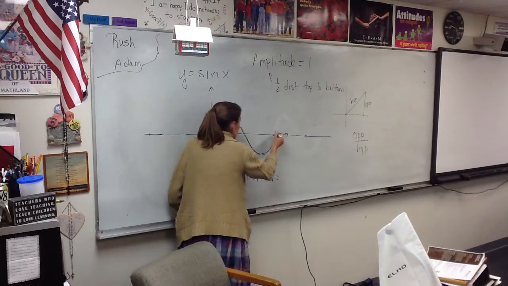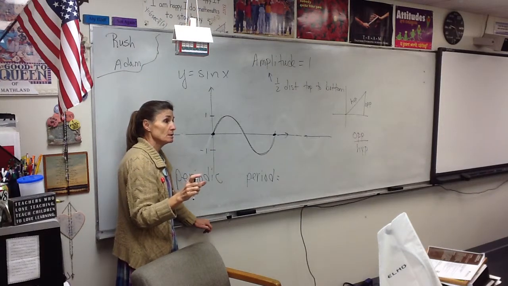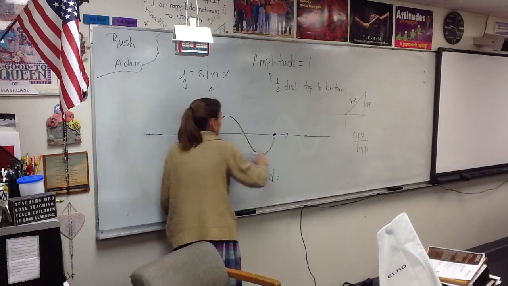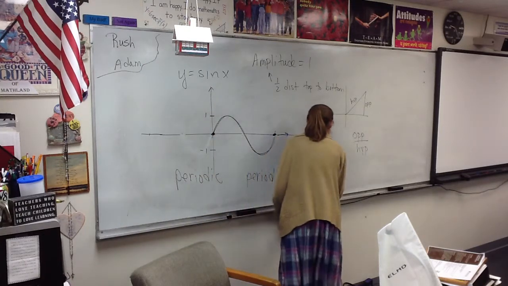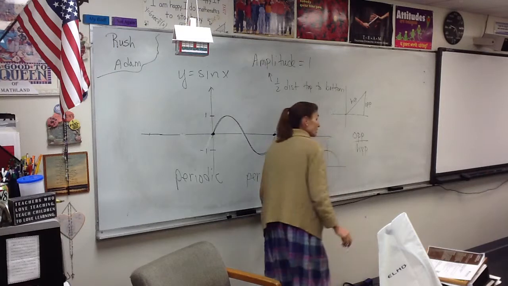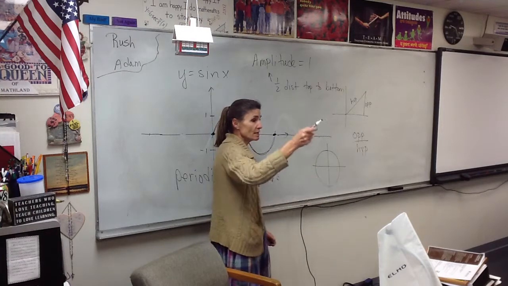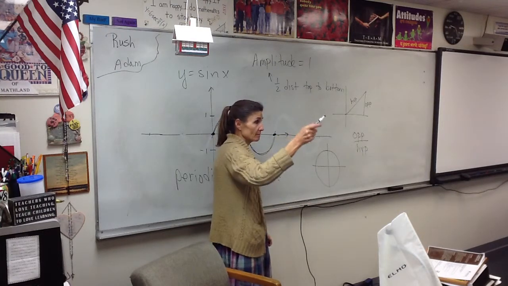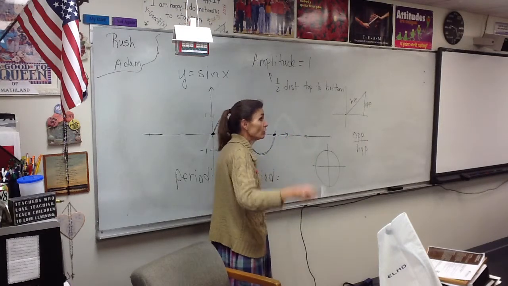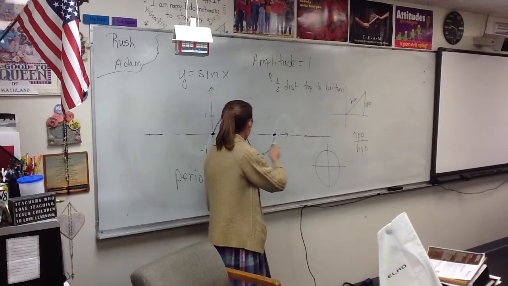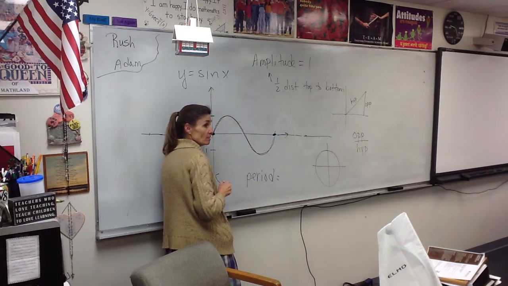This distance is 1 period. Remember, a period is the repeating chunk, and for a sine curve, that's 1 hill and 1 valley. Now I want you to think about, we've already talked about it many times even today, every time you go around the circle, you just start over again, don't you? So what is this period, do you think? How far is it from here to here? 2 pi.